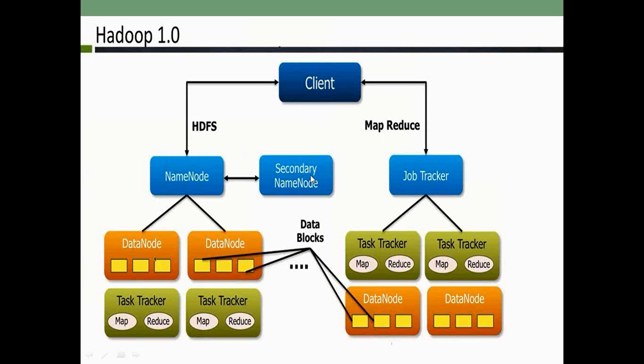This process is manual in Hadoop 1, but in Hadoop 2 they implemented this name node failure handling in an automatic fashion. But in Hadoop 1.0 this process is manual. Once the name node is down, fetching the data from the secondary name node and restarting the name node is a manual process.